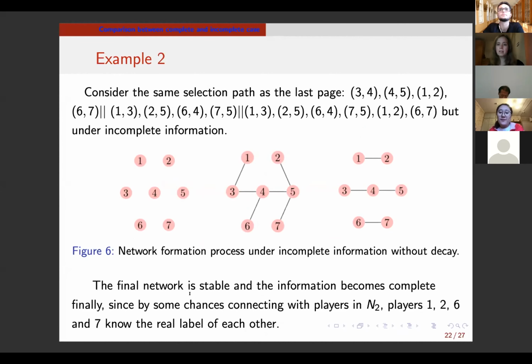So in this network, the network is stable, but the information becomes complete because players 1, 2, 6, 7 know the real label of the others by this network, because it is connected and they know all the cases of each other. So by this example, we see that under some parameters, the variety of the stable networks under incomplete information is much wider than that under complete information.